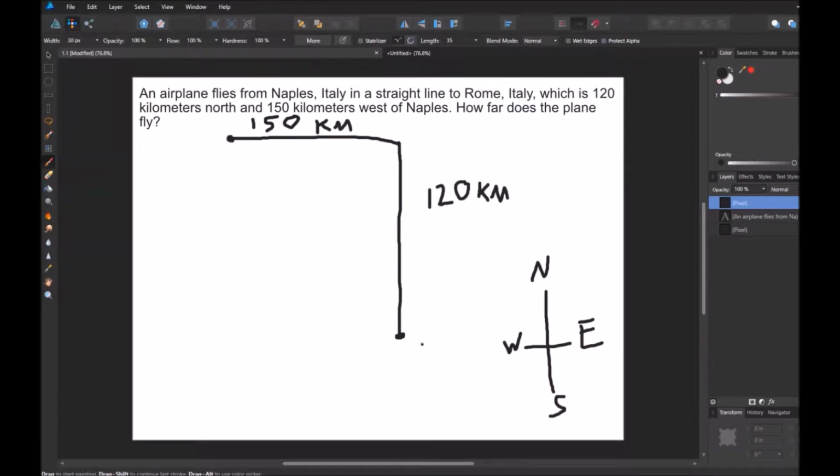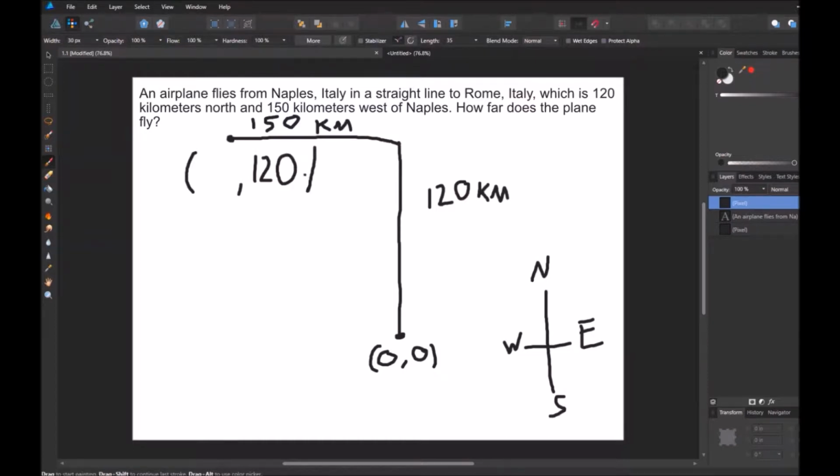Well, because we're starting in Naples, we can think of that on a graph as 0, 0. Because that's our starting point, and the origin of the graph is always where you're starting from. Now, because we're going 120 kilometers north and 150 kilometers west, we can think of this kind of like a graph. So this 120 would be our y value, and this 150 would be our x value. So we go 120 for the y.